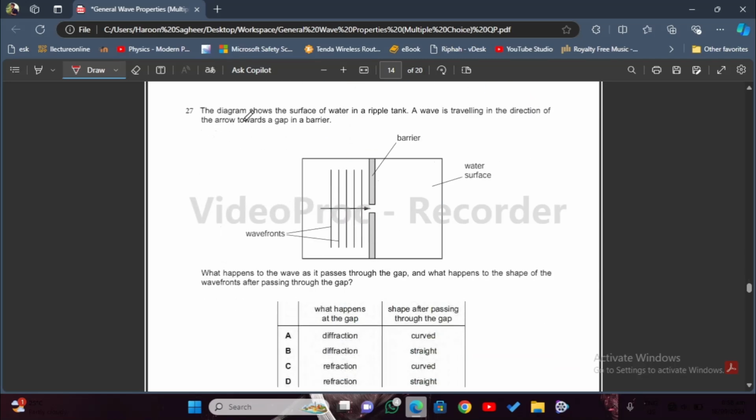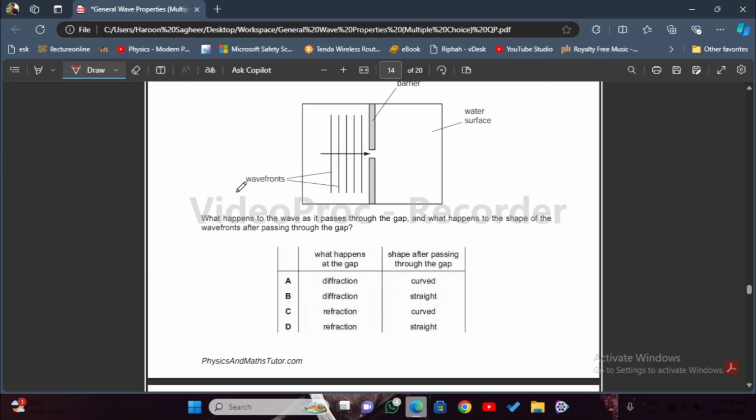Now in question number 27, the diagram shows the surface of water in a ripple tank. A wave is traveling in the direction of the arrow towards the gap in the barrier. So the medium is not changed. You see in question number 27, the question is not telling you if the wave is traveling from a deep region to a shallow region or from a shallow region to a deep region. So what happens to the wave? It passes through the gap. Okay, we would have to name the effect, which is diffraction. And what happens to the shape of the wavefront after passing through? Alright, so this process is called diffraction, and the wavefronts will be curved. Let me show you how. Now that is how all the wavefronts are going to be curved.